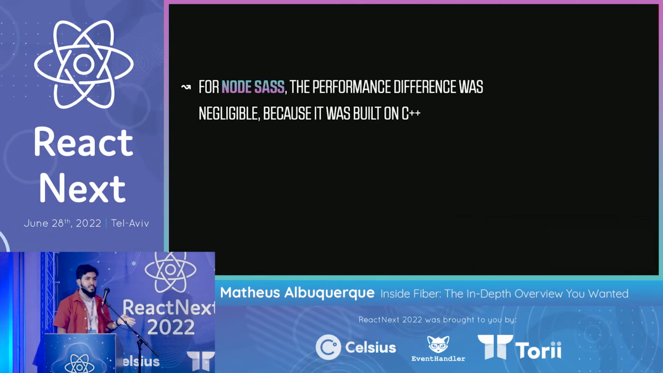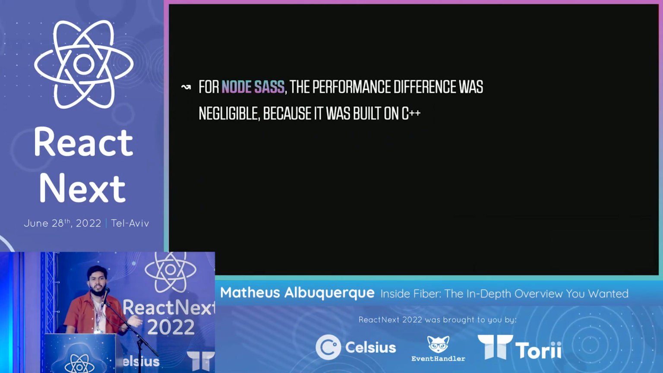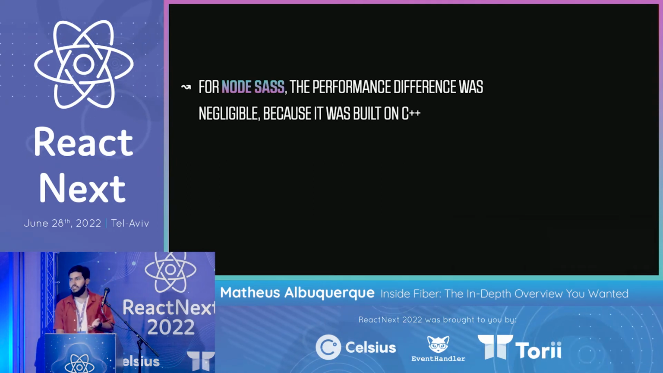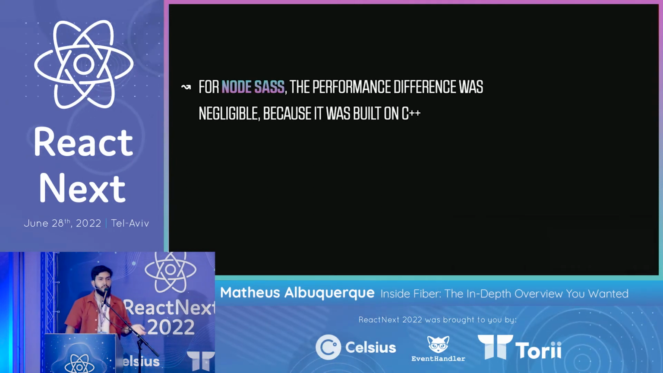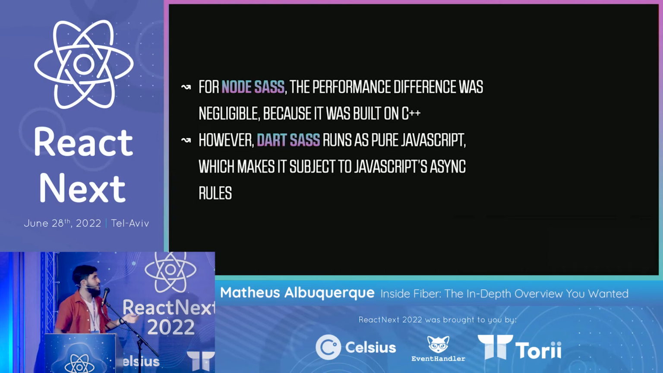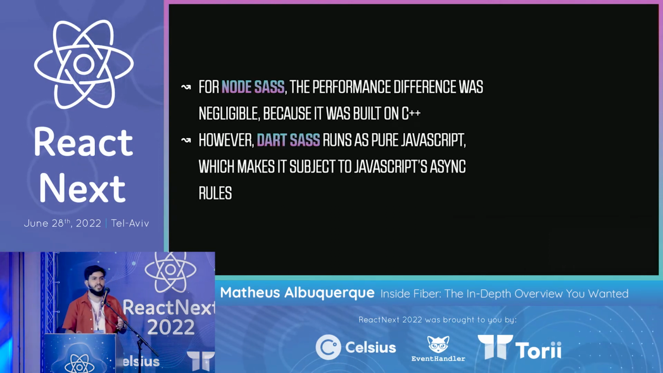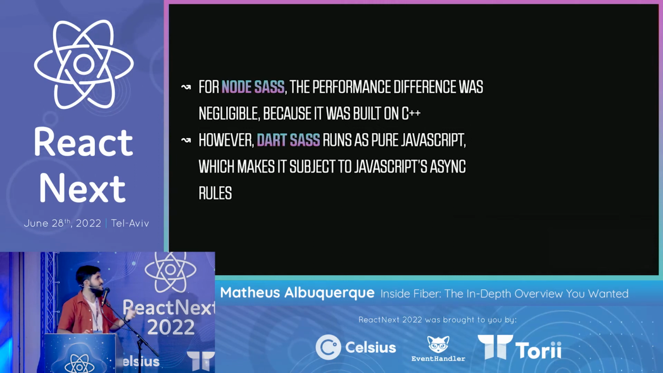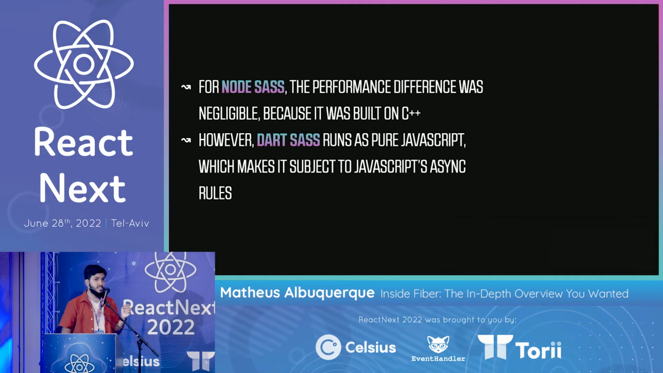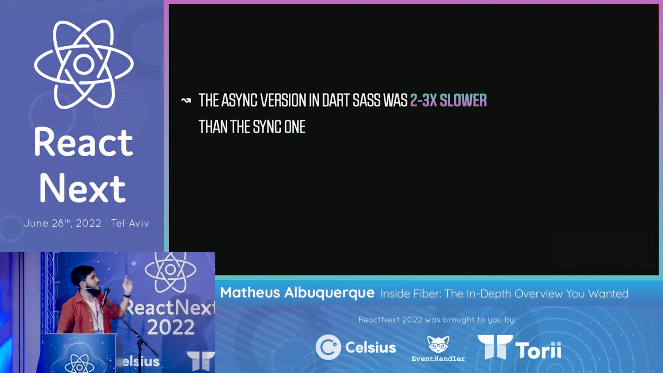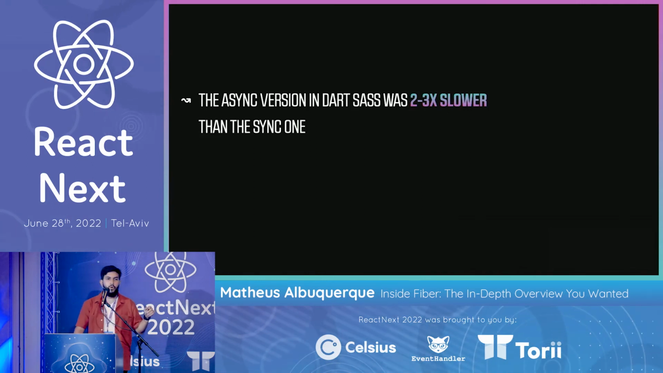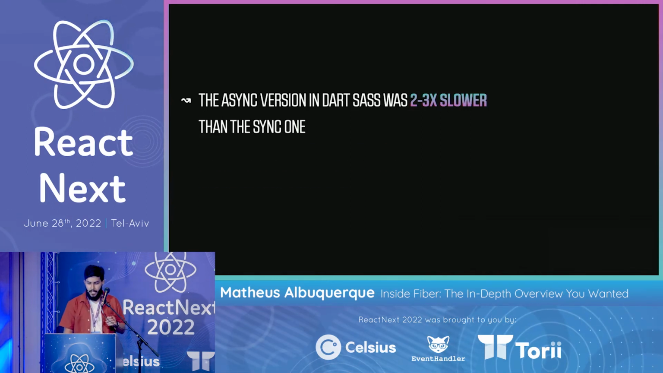But for Node Sass, you couldn't tell the difference because everything was built in C++ anyway, so there is no performance issue. However, in Dart Sass, because you are subject to the JavaScript performance asynchrony rules, there was something. And the thing is, it was 2 to 3 times slower than the sync version.